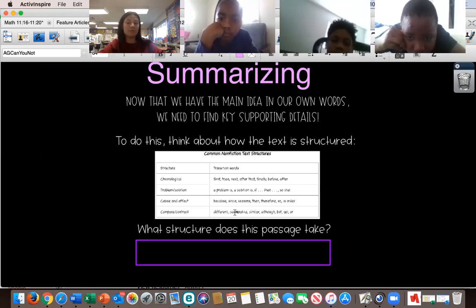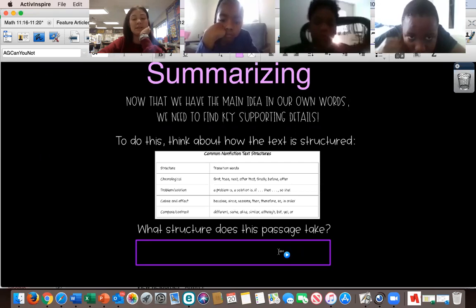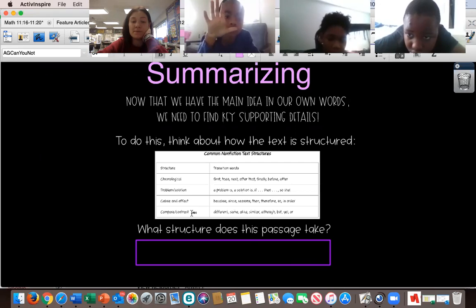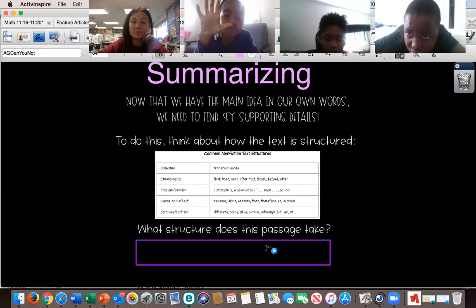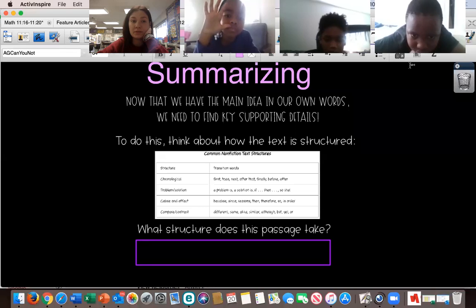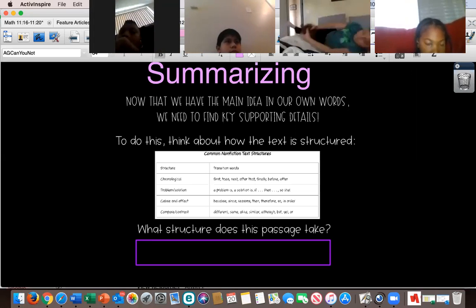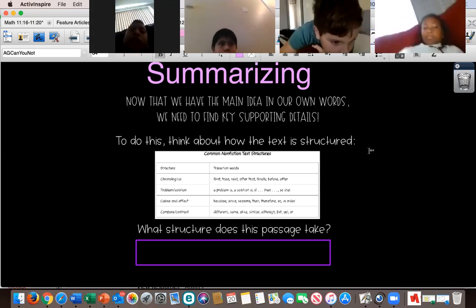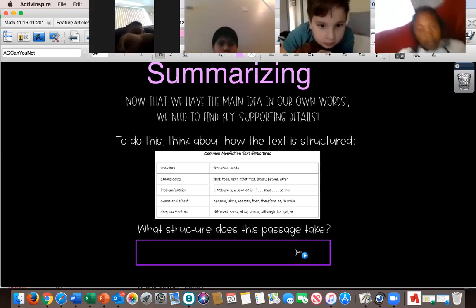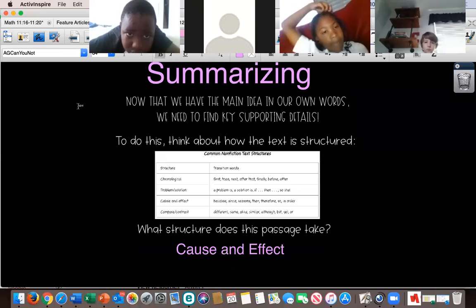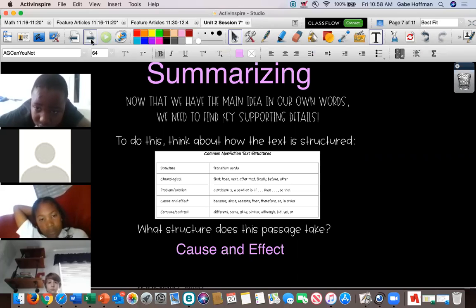So, thinking about those transition words, what do you think the structure is? Chronological, problem solution, cause and effect, or compare and contrast? Chronological. Someone help him out. Corbin, why don't you help him out? Cause and effect. I definitely agree because it's talking about the sun and different parts of the earth causing the weather.